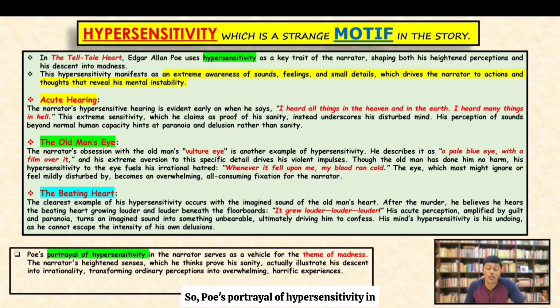So, Poe's portrayal of hypersensitivity in the narrator serves as a vehicle for the theme of madness. So, it goes to the theme of madness, as you can understand. And not only this hypersensitivity, the illusion of transparency also helps in his madness.